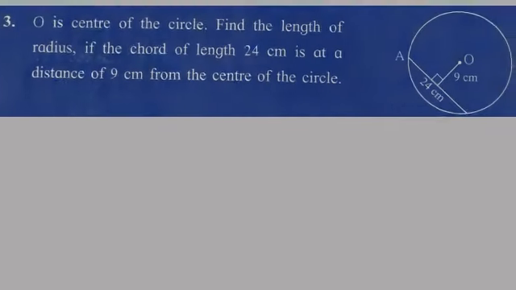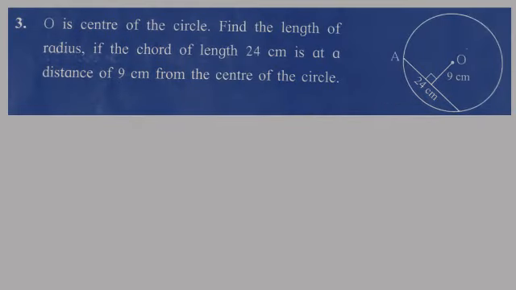Now students, let's move towards the next question. Question number 3. O is the center of the circle. Find the length of the radius if the chord of length 24 cm is at a distance of 9 cm from the center of the circle. Here, according to the given information, again we have to use the first property of the chord, and on the basis of that we can easily find out the length of AP. Once we get the length of AP, then we can easily find the length of OA by the Pythagoras theorem in the right angle triangle.